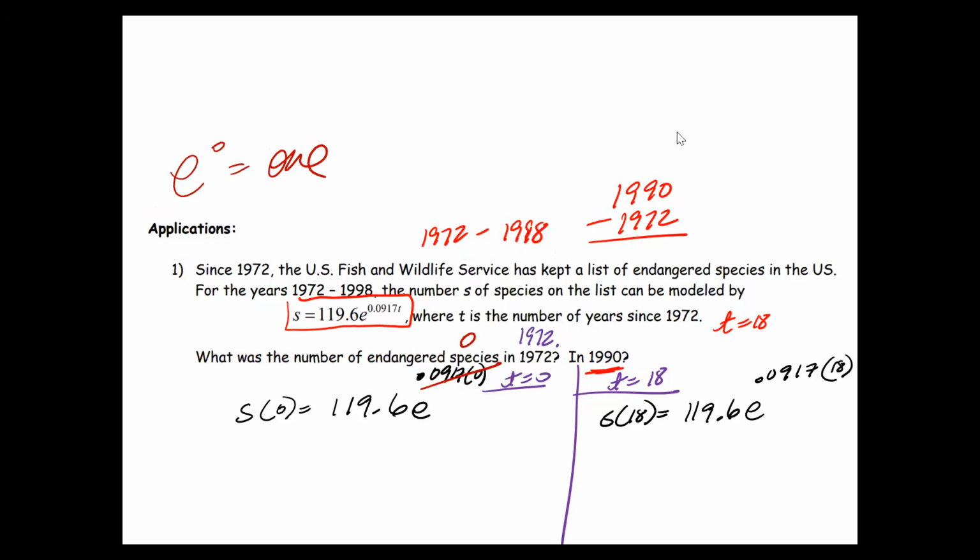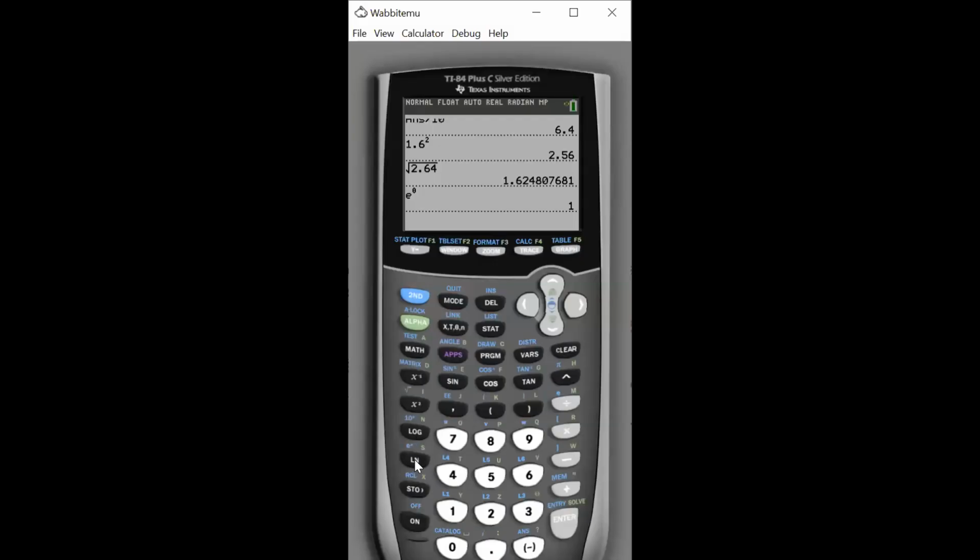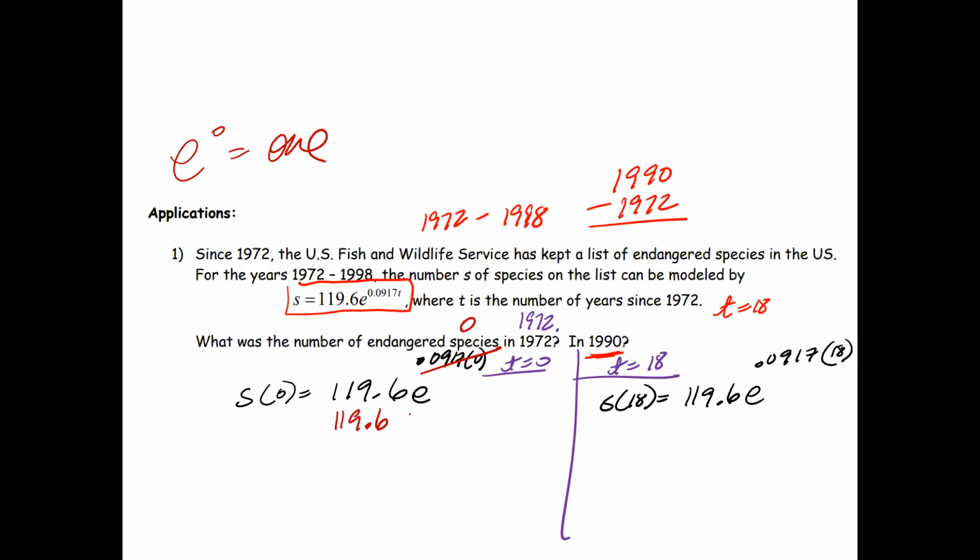And how do you tell? If you're not sure, just use your calculator. You're just going to put second, E, and then 0. Enter, and you should just have 1. So for those of you on Zoom, you should be able to see second, E, 0 is just 1. So then I have 119.6 times 1. And guess what? You just have 119.6 species. That's how many species you're starting off with.